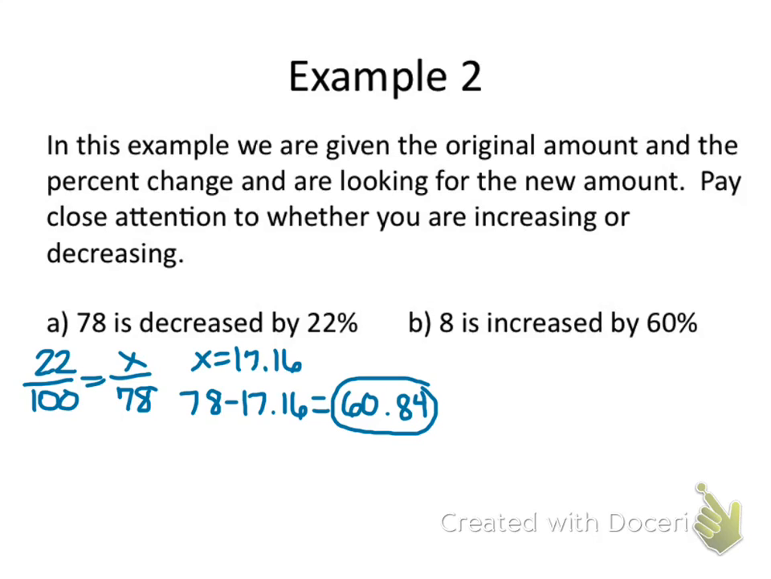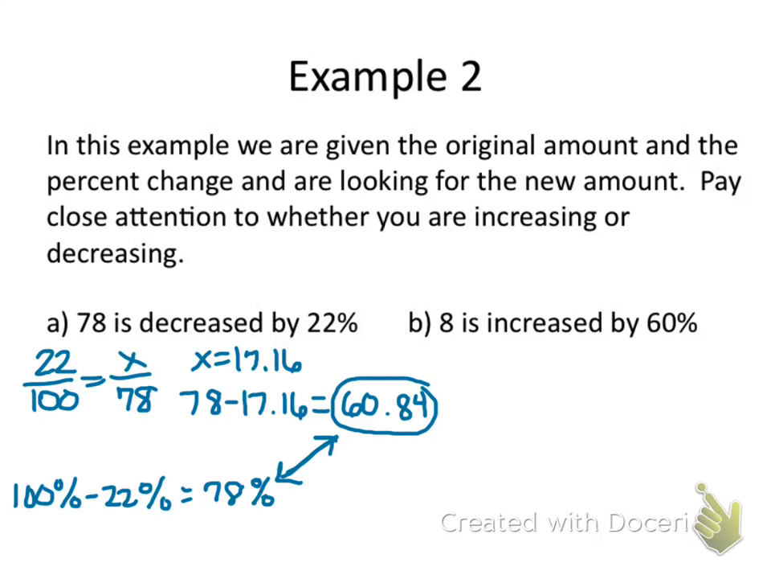Another way to look at that, 78% is the original amount, is like being compared to our 100%. That's the original, right? And 22% is how much it's decreased. So what is left is actually 78%, because if you take 100% minus 22%, that equals 78%. So this amount, the 60 and 84 hundredths, is actually 78% of the original, because it was decreased by 22%.